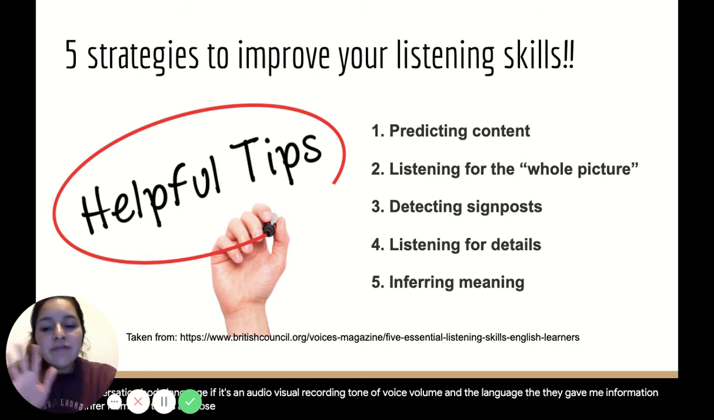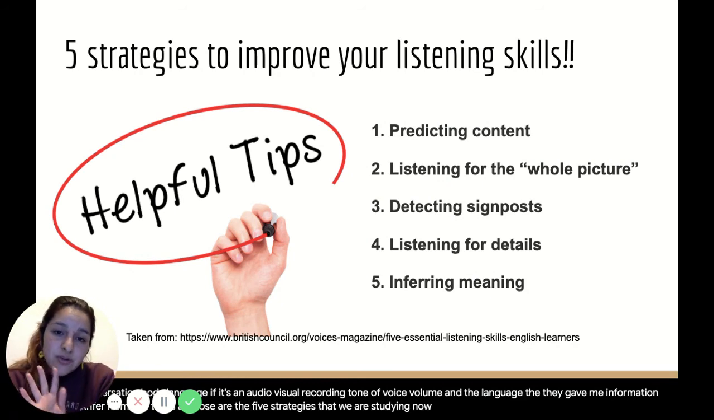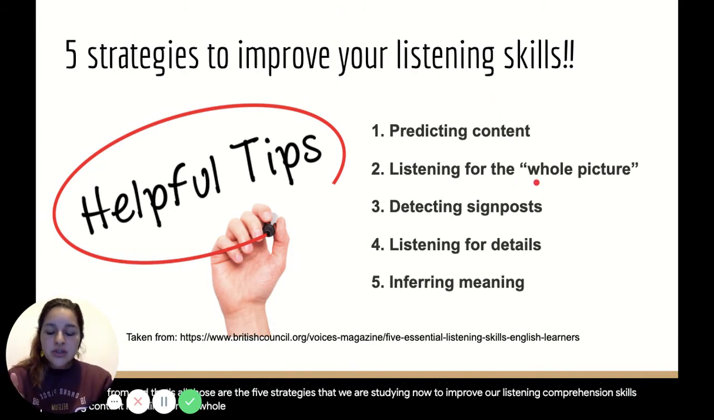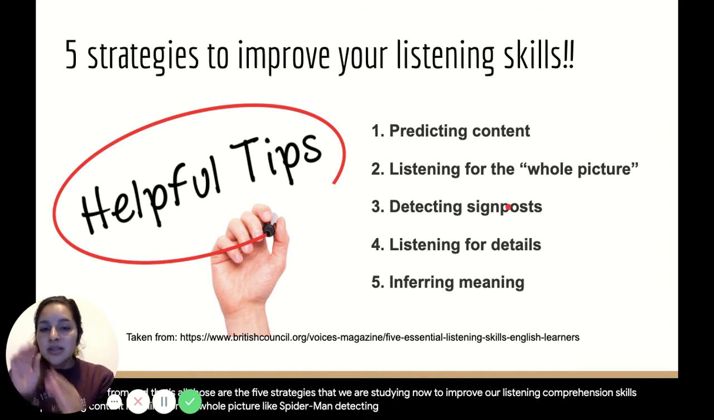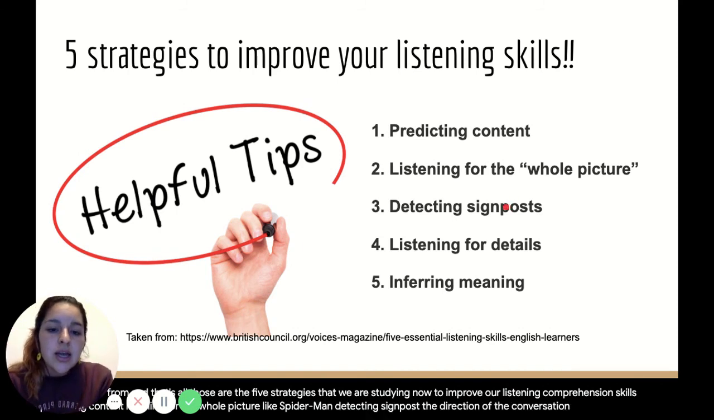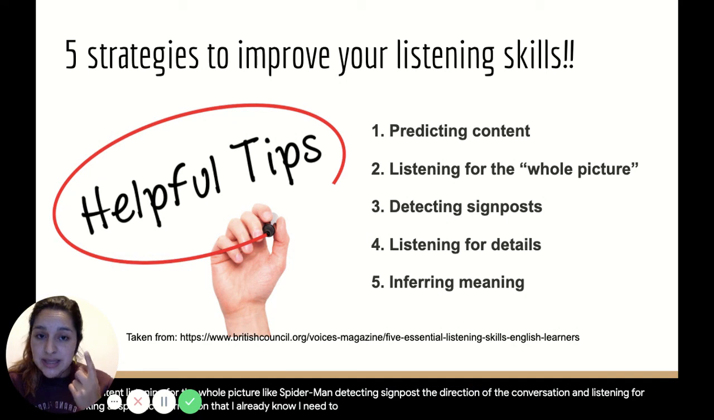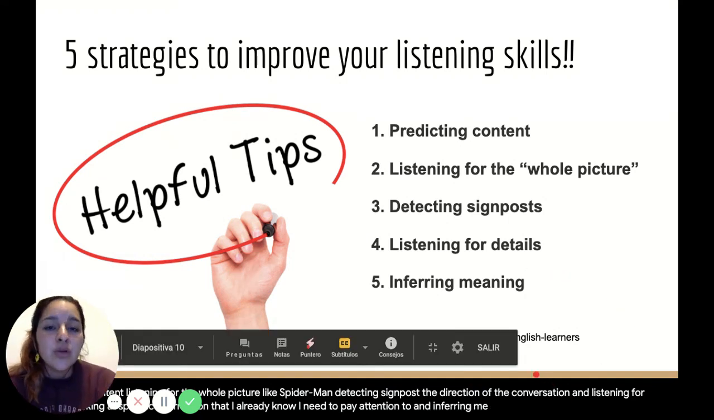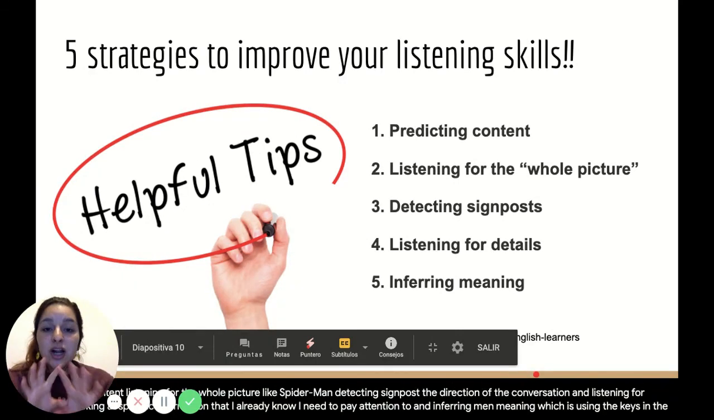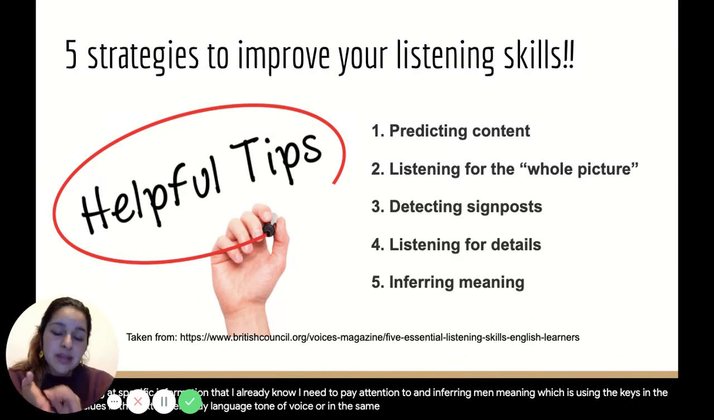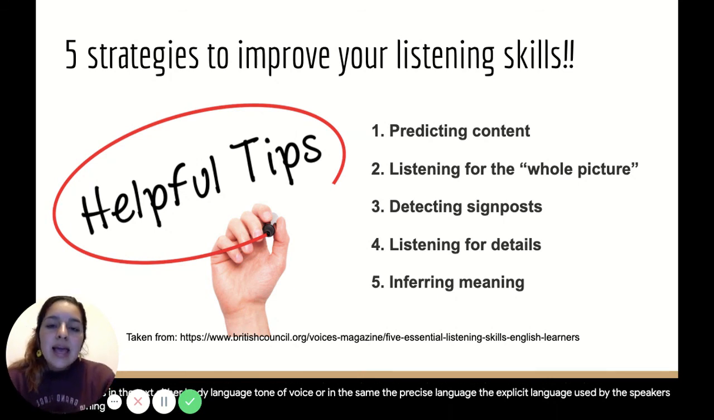And that's all. Those are the 5 strategies that we are studying now to improve our listening comprehension skills: predicting content, listening for the whole picture like Spider-Man, detecting signposts, the direction of the conversation, listening for details, looking at specific information that I already know I need to pay attention to, and inferring meaning, which is using the keys in the text, the clues in the text, either body language, tone of voice, or the precise language, the explicit language used by the speakers in the listening. And that's it. That's the review for the listening strategies.